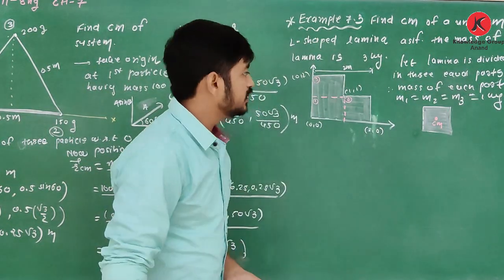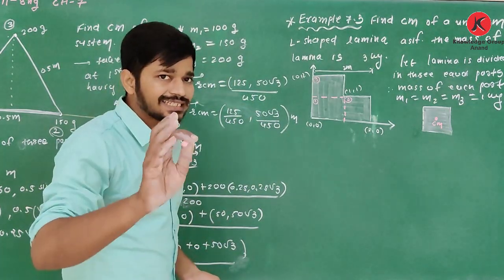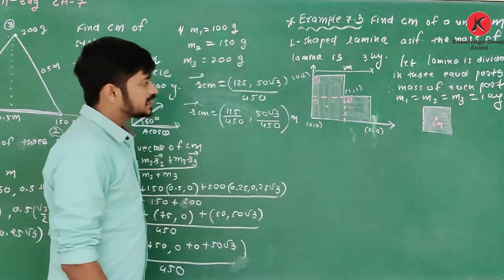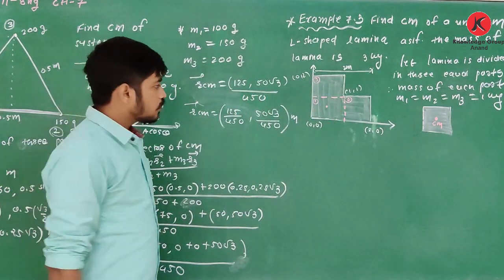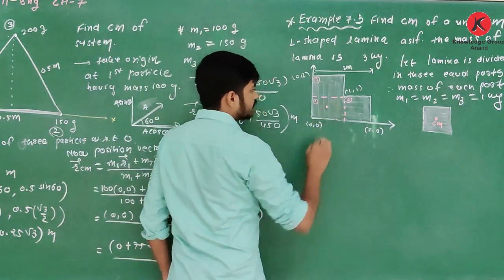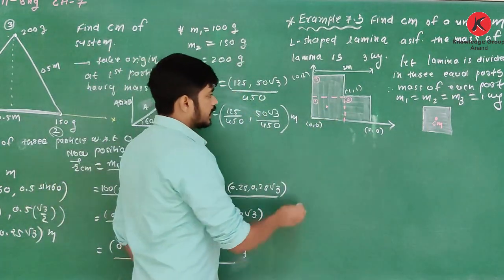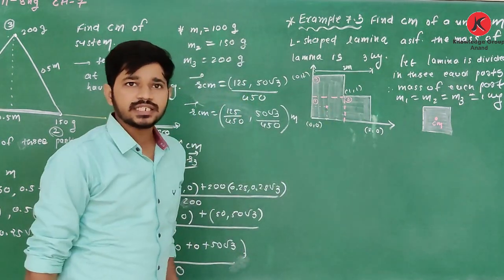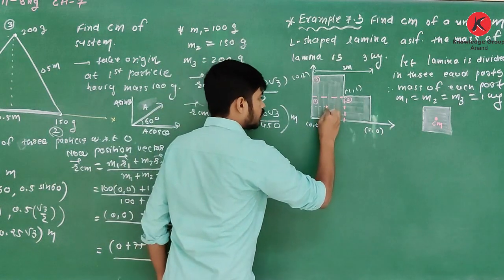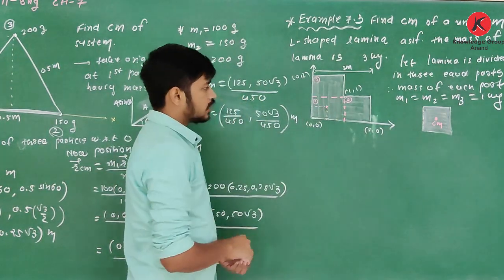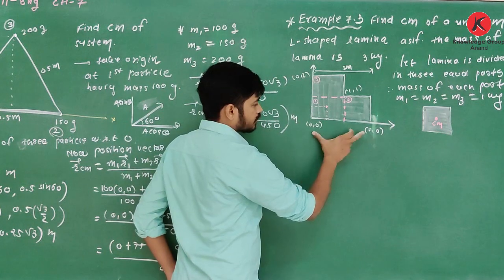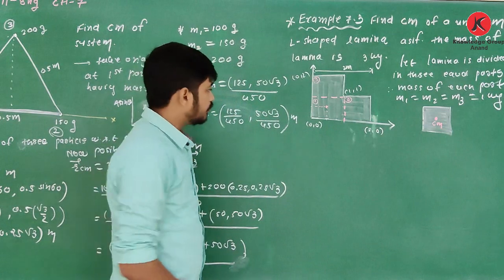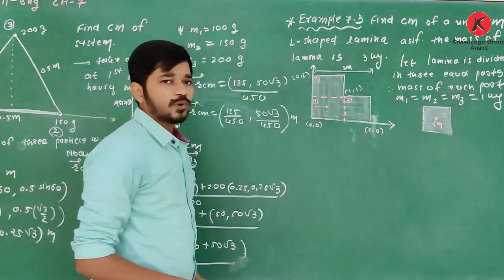So now what will I do? See here carefully. For the first plate, here is its center of mass. Let us draw perpendiculars on the x and y axis. This total distance is 2, so obviously this distance is 1, and this distance will be 0.5. And this distance is also 0.5.